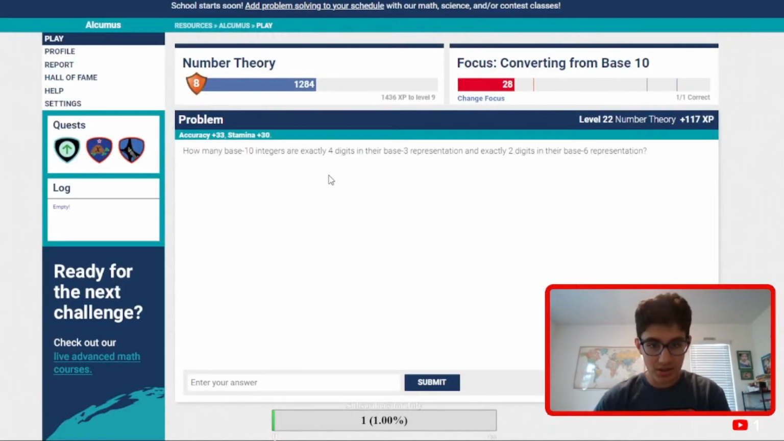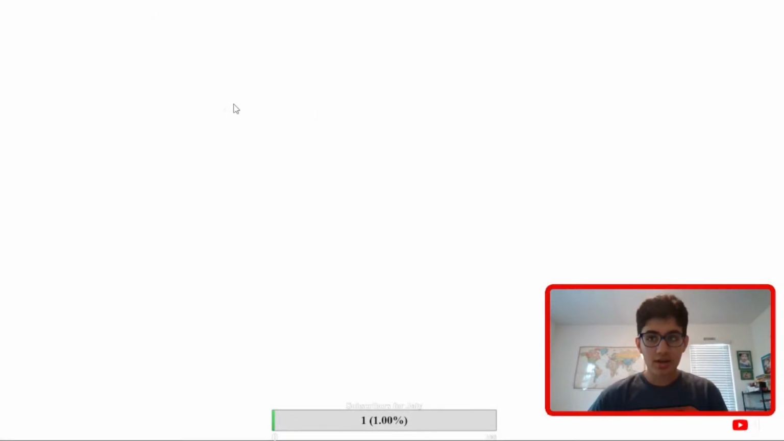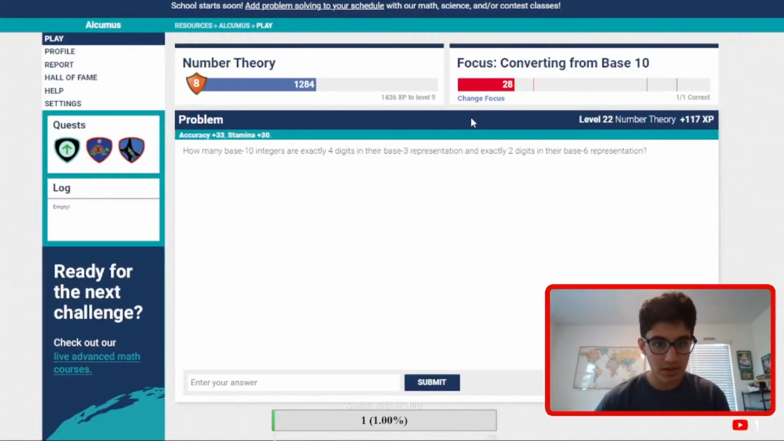How many base 10 integers are exactly 4 digits in their base 3 representation and exactly 2 digits in their base 6 representation? So if it's exactly 2 digits in its base 6 representation, what does that mean? That means it's going to be like this, right? This is the ones place, this is the sixes place. So the maximum value you can have then is going to be 35. You can have 5 here and 5 here. So 55 base 6 is 35, right? Okay, so it goes from like 1 to 35, right? That's the first criteria. Exactly two digits.